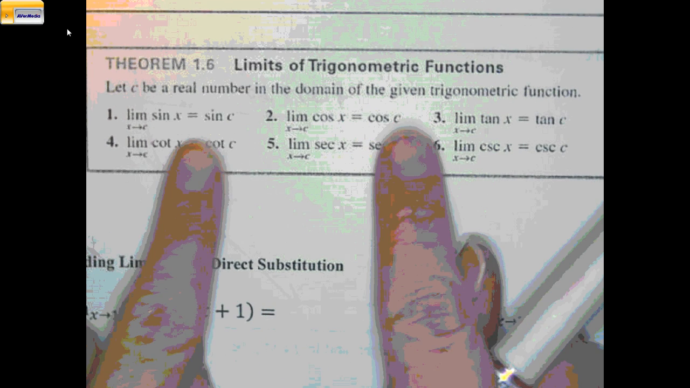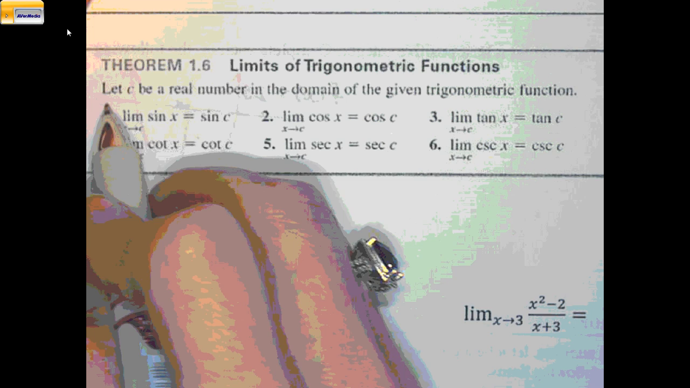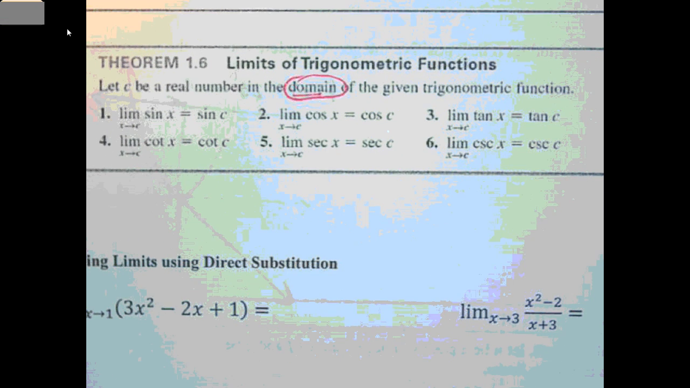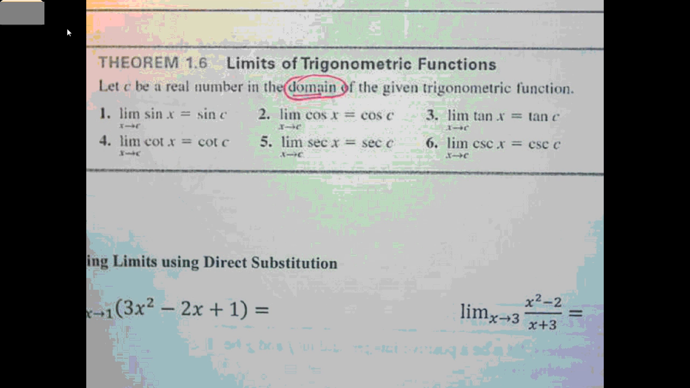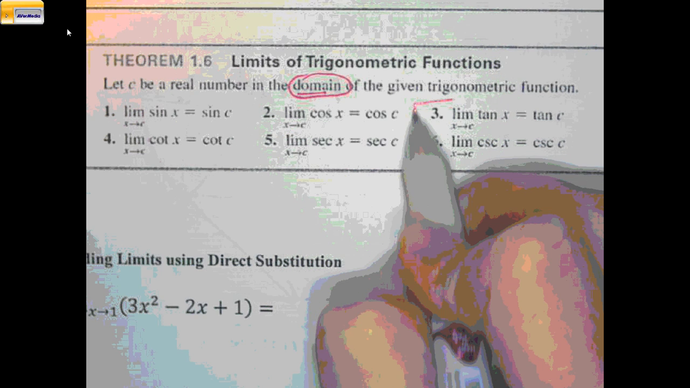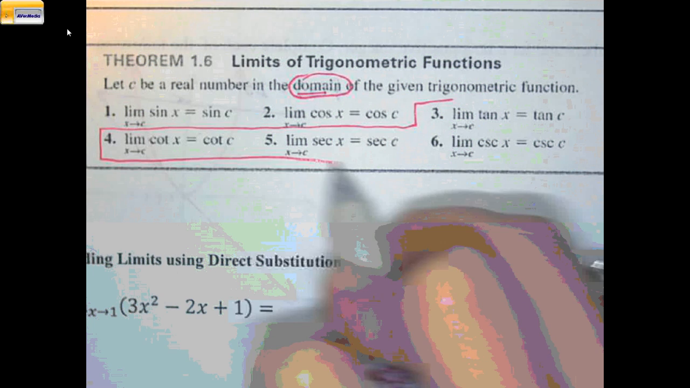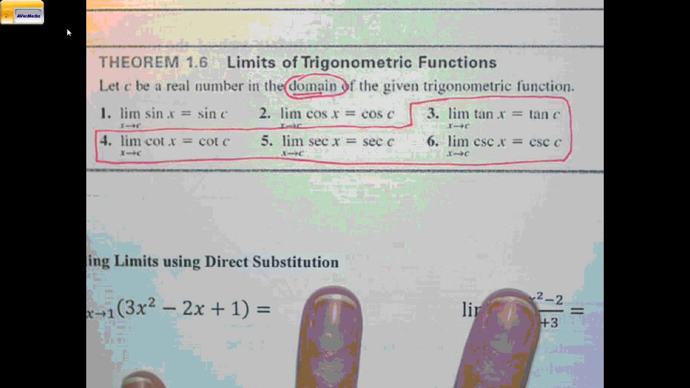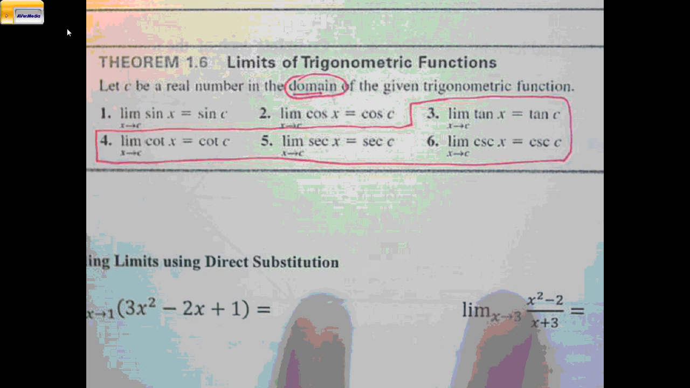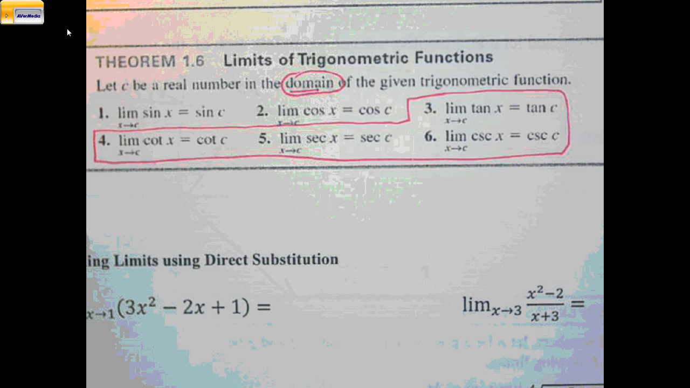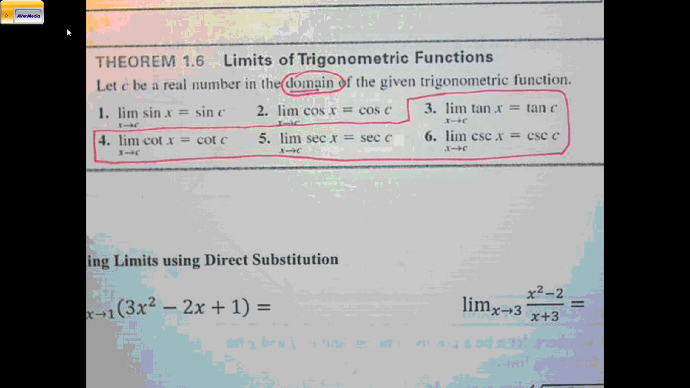That is true for sine and cosine. But we have to read here. Let C be a real number in the domain of the given trig functions. Meaning as long as it's allowable, as long as there's a value for x, then you can just plug in whatever you want. Tangent, cotangent, secant, and cosecant. What do you remember about those graphs? How are they the same? They have asymptotes. So there are a few exceptions with these four guys right here that you're going to kind of have to watch out for. But for the most part, you can just plug in a value and you should be fine.